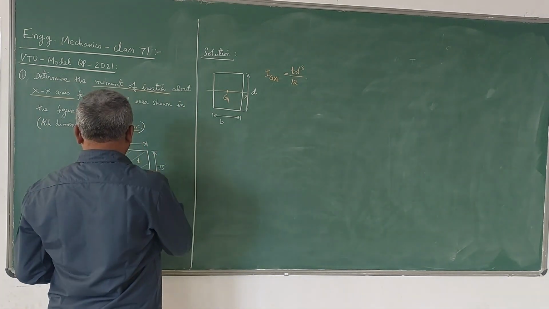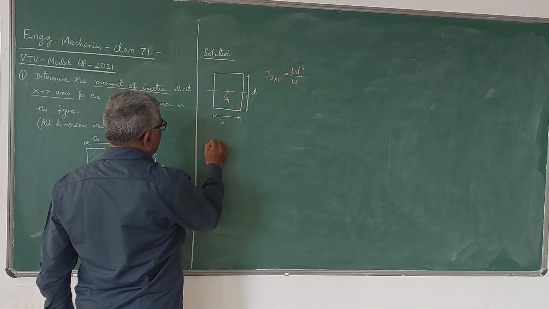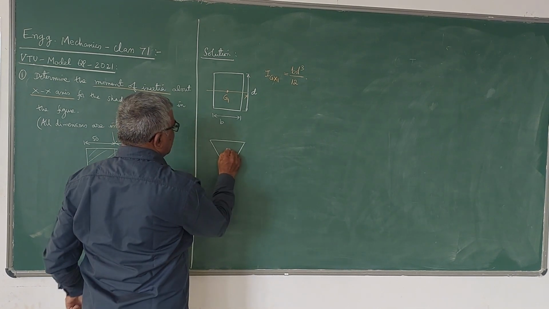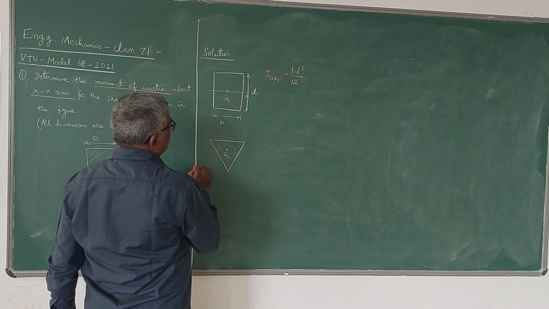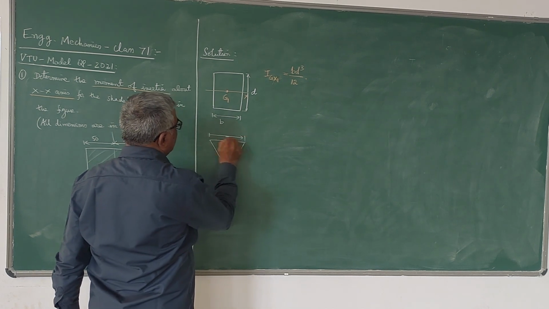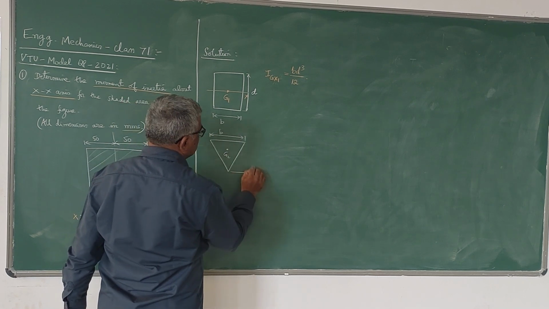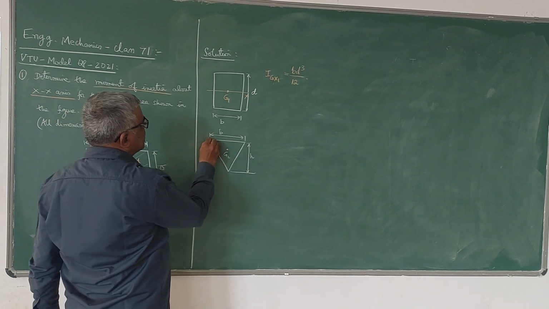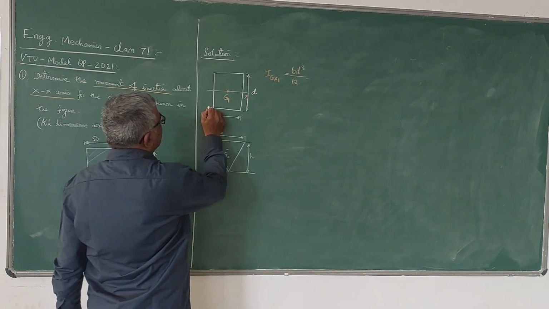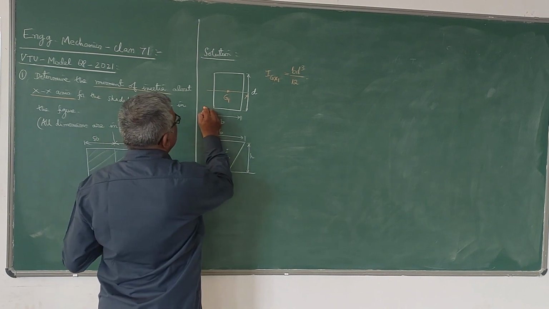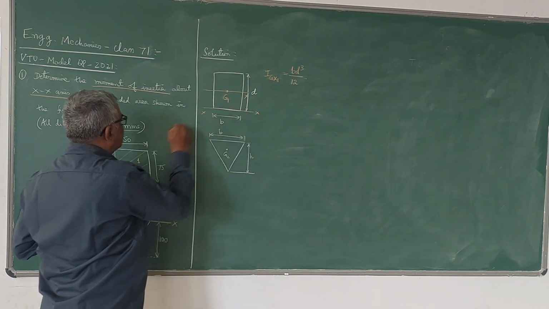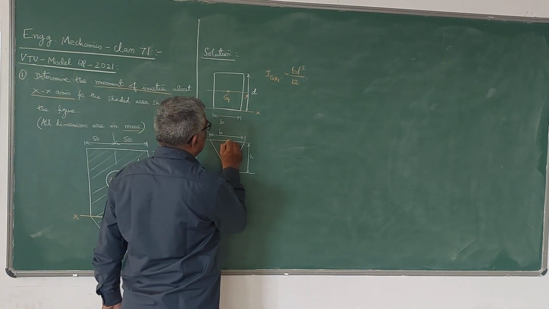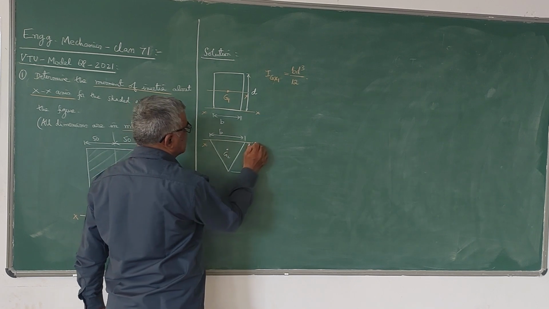Similarly, the moment of inertia of this triangular portion. Suppose the triangle is like this. The centroid of the triangle will be here. So this is B, if I take this as B for the triangle, and this as H. Now, if you observe the diagram, this becomes your x-axis with respect to the rectangle. The base of the rectangle is the x-axis. Similarly, the base of the inverted triangle is the x-axis.